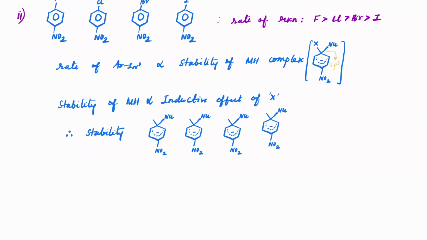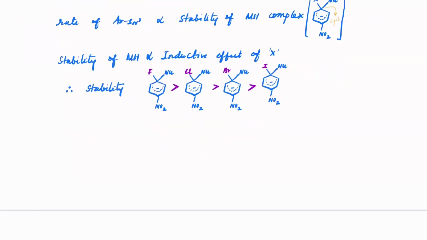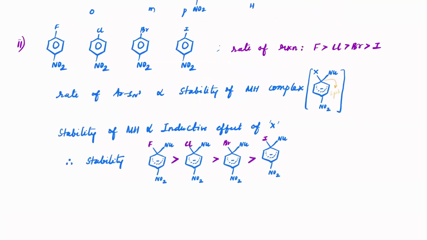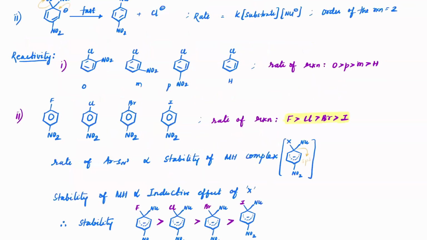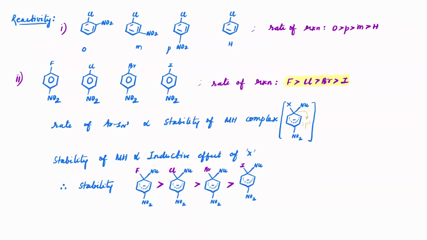So here you will notice that fluorine will be better than chlorine, bromine, or iodine. So this is how the stability varies. Because of which the rate of ArSN2 will be greater for fluorobenzene than for chlorobenzene, bromobenzene, and iodobenzene. I guess this part is also clear. How to check out the reactivity if four different halogens are there.